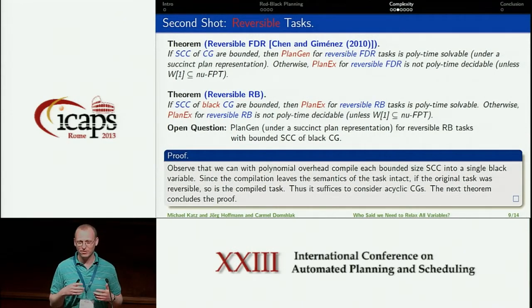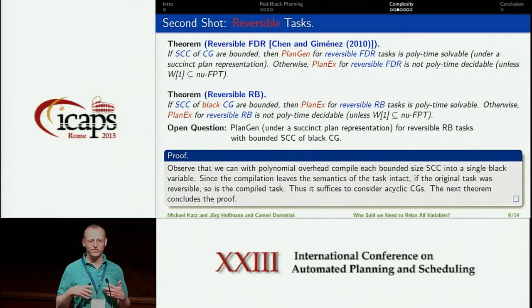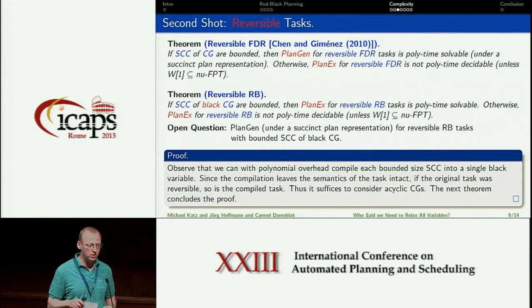Okay, so I will kind of prove it. I'm not going to be formal till the end, but I will try to give you the intuition for why it is correct. The first observation is that the reversibility doesn't change if you take some variables and glue them together. If you have bounded strongly connected components, you can make one variable out of each component, and the reversibility of that task will remain the same.